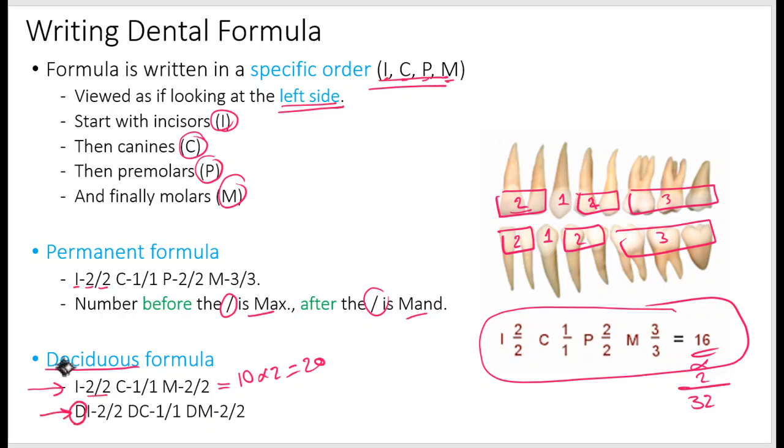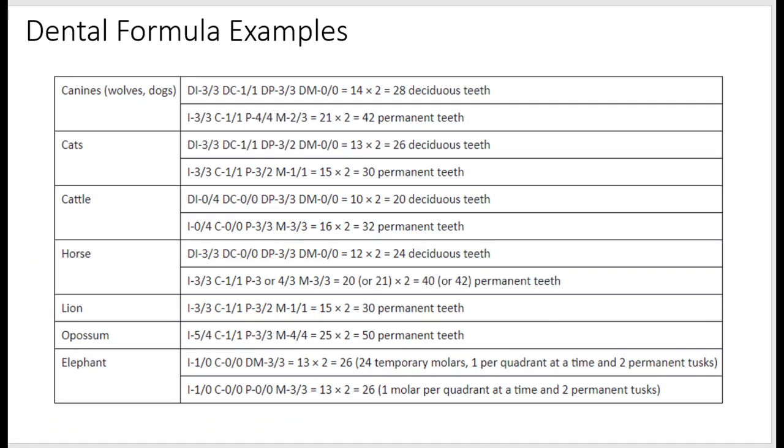So we don't have to write deciduous. We can just put DI and DC and DM and so on and so forth, so we know what we're talking about is the deciduous dentition, not the permanent dentition. Okay, moving on. This is an example, and again, this is for reference so you can have an idea.